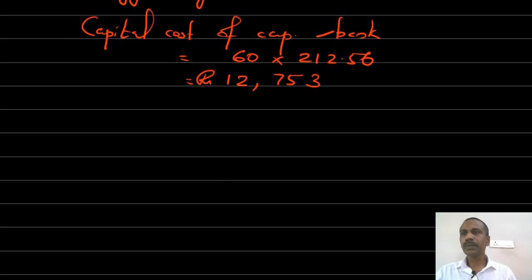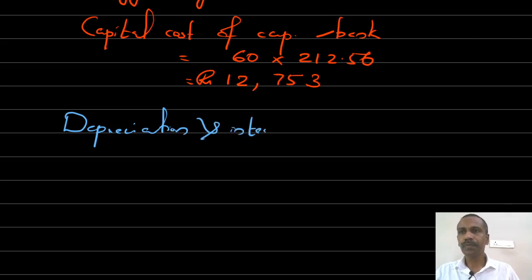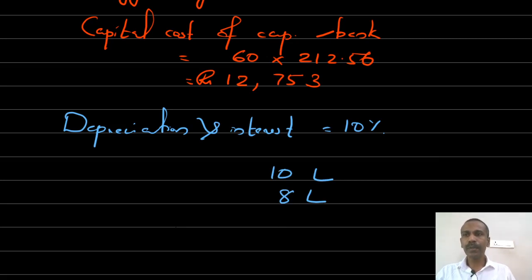But actually we need not spend this much amount in a year. The depreciation is given. What is the depreciation of capacitor? Depreciation and interest is equal to 10%. It is just like suppose you buy a car for 10 lakh rupees. After 1 year's usage, you are selling it for 8 lakh rupees. What is the actual spending in 1 year usage? It is only 2 lakh. Because when you sell the car, you are getting the 8 lakh rupees back. Actually, you are spending only 2 lakh rupees.